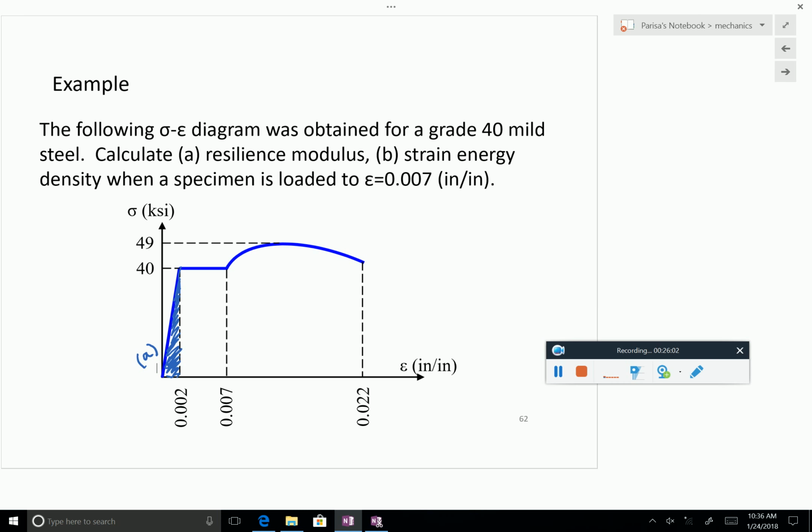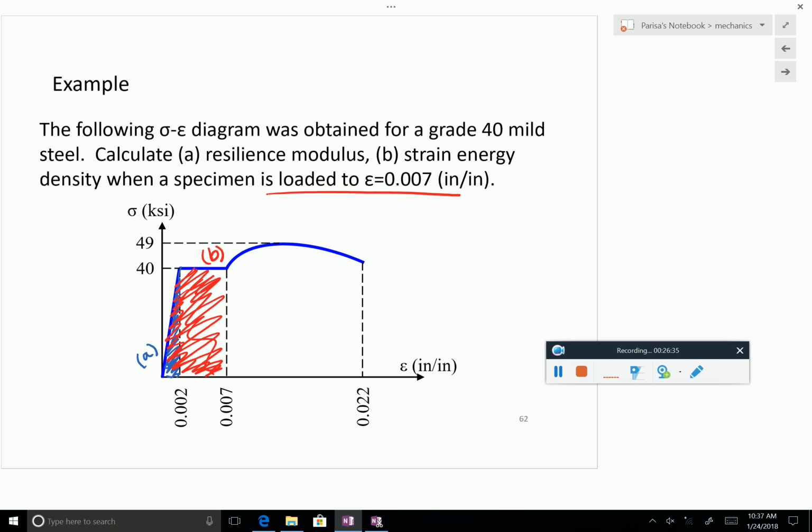Calculate this area. For part B, we need to calculate the whole area up to this point. Why up to this point? Because that's what the problem is asking. So it includes the linear and the first kind of plastic deformation. That's very plastic. So that means you keep the force the same, but the material keeps deforming.